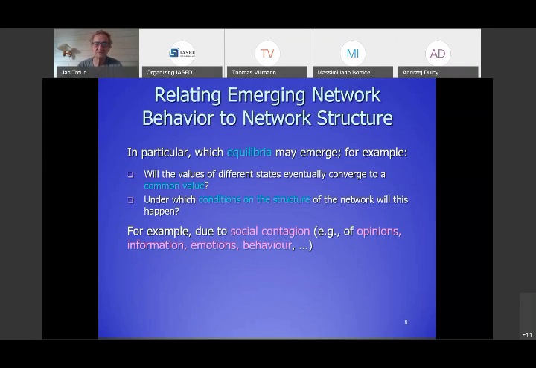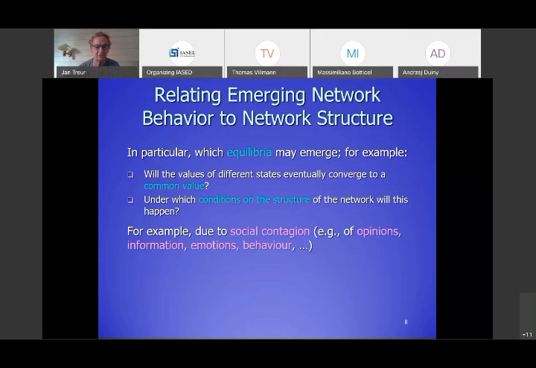And I will look at that also in the context of what you call nowadays influencers. Usually influencers play a very important role in where these values go. And then, under which conditions will this happen? So how does that depend on the structure? That will be briefly discussed first.